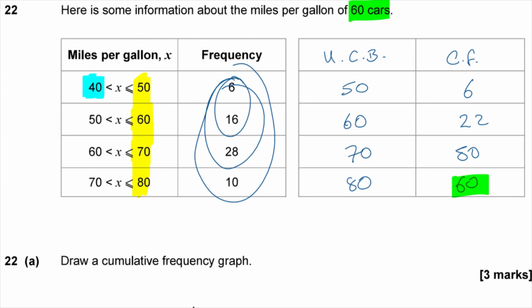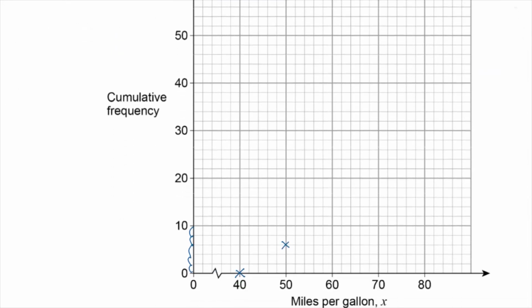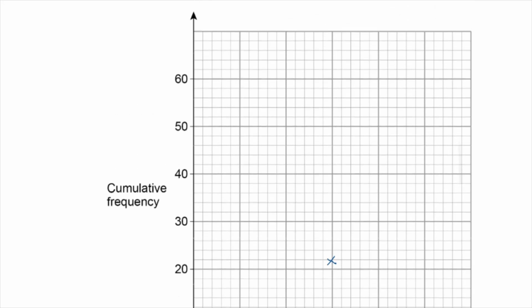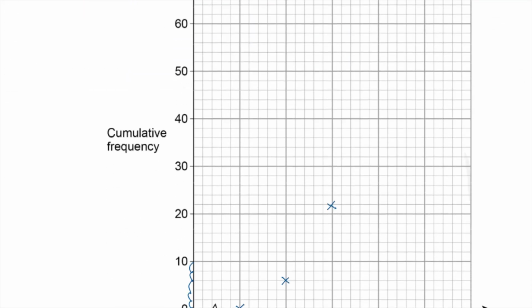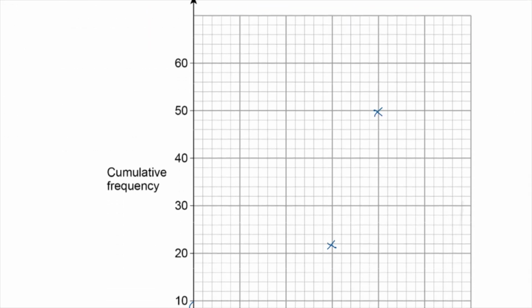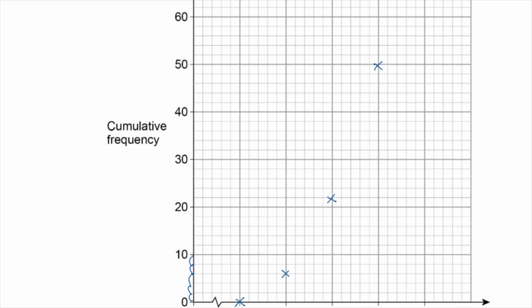My next one is plotted at 60 and 22, so 60 goes with 22, that point there. My next one is 70 and 50, and then finally 80 and 60 goes there. Once you've drawn your points, you can join them up with a smooth, continuous curve going through each of the points. That should give you that distinctive S-shaped cumulative frequency curve once you're done.